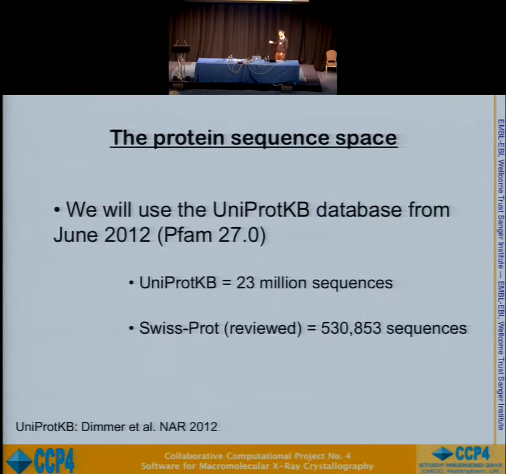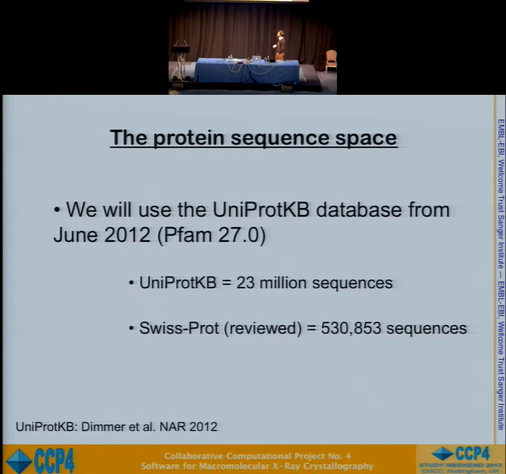Okay, so protein sequence space, well, by definition is all the protein sequences we know. Oh, by the way, I'll talk only about proteins, so we go back to proteins from nucleic acids from the previous talk. We will use UniProt KB, in particular a snapshot taken in June 2012 that had 23 million sequences. UniProt KB is as good as any other choice of large sequence databases. It's the one we use at PFAM. Now, the latest release has close to 29 million sequences.